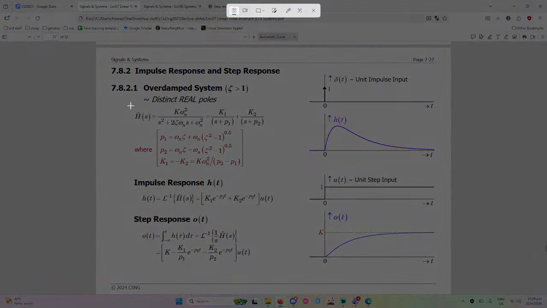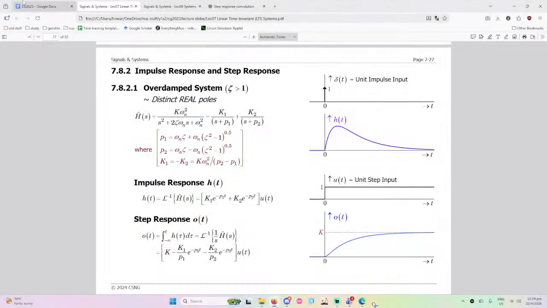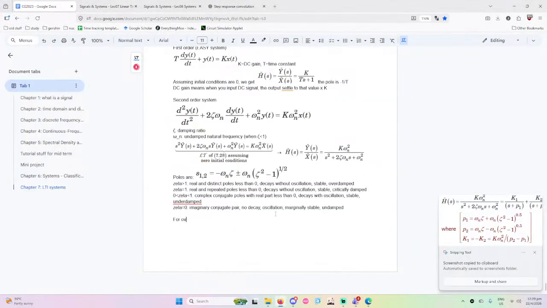If you have any questions regarding the extension of the transfer function, you can ask me after the class, because we do not have a lot of time today. So I'm going to move on to the next case, which is the critically damped system.